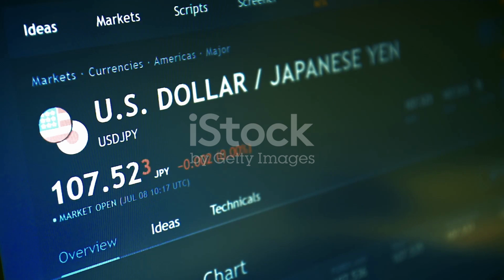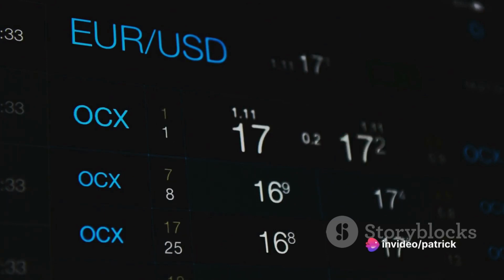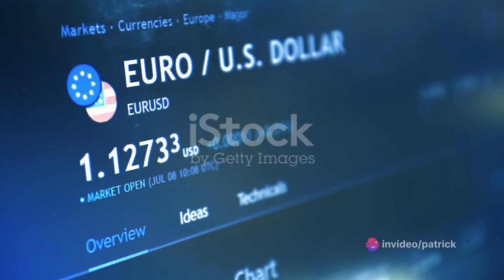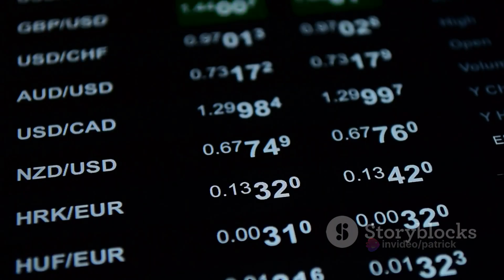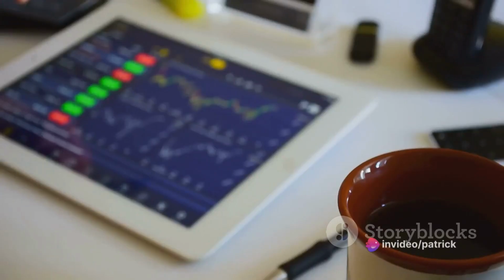A currency pair is composed of a base currency, which is the first currency listed, and a quote currency, the second one. The most traded ones are the major pairs, which include combinations of the US dollar, euro, British pound, Japanese yen, Canadian dollar, Swiss franc, and Australian dollar. Next up, we have currency values. In Forex, currencies are quoted in pairs, and the exchange rate is the value of the base currency in relation to the quote currency. For example, if the EUR-USD pair is quoted at 1.18, it means you need 1.18 US dollars to buy 1 euro.